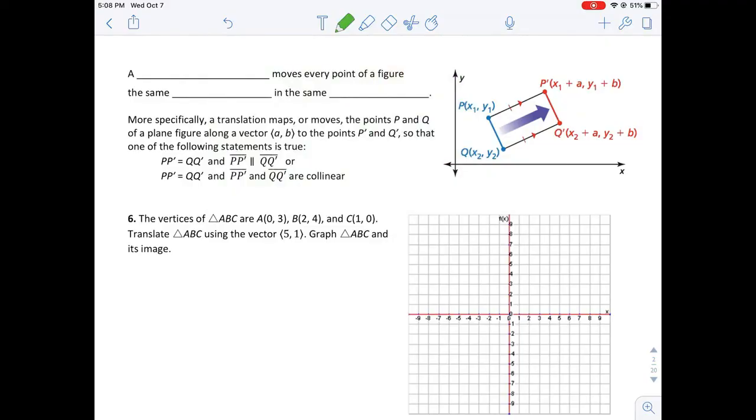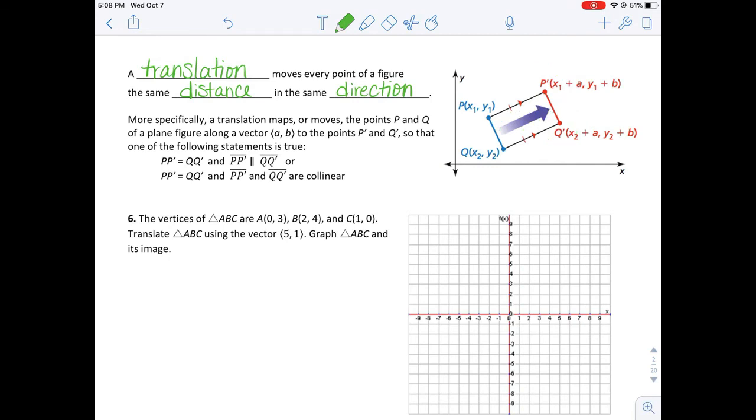And now we're going to talk specifically about translations. So a translation is going to move every point of the figure the same distance and in the same direction. So here to the right is an example. If you're looking at the screen, you can see one image is blue, one image is red. So our pre-image, our starting image, is the blue. Down here, the arrow in the middle is showing us it's moving to our image, the red.